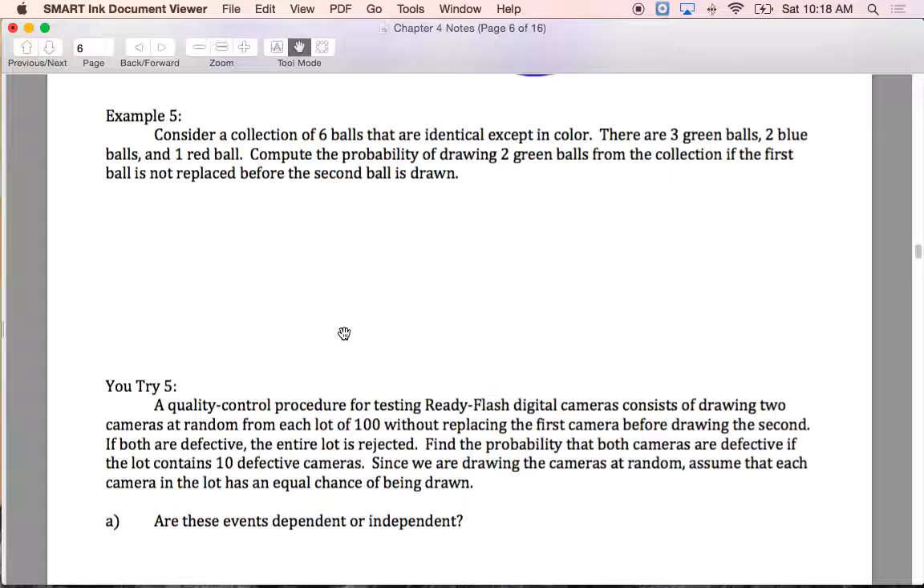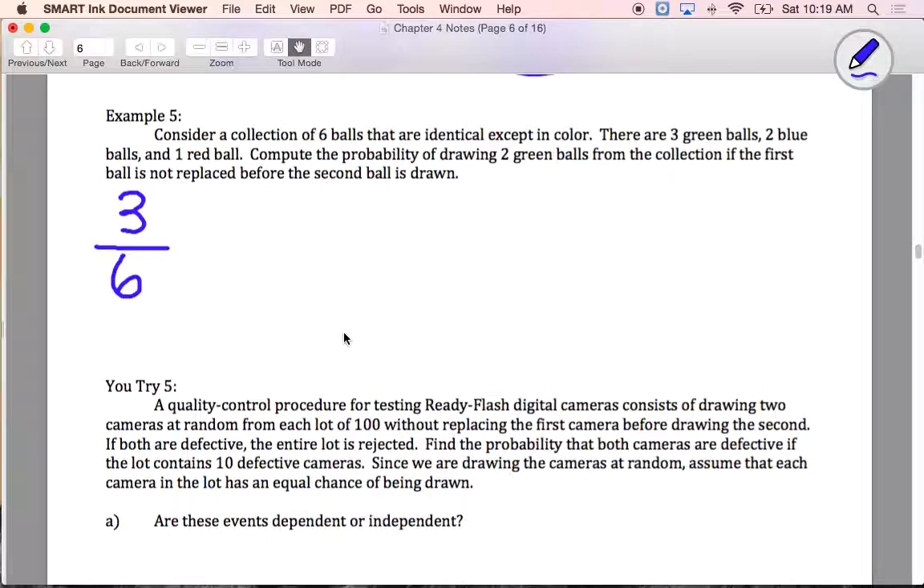Now if I look at example 5, we have a collection of 6 balls. They're identical except in color: 3 green, 2 blue, 1 red. They want the probability of drawing 2 green if the first ball is not replaced. So you have to think of what this means. If I'm drawing a green first, there are 3 greens out of, the total always goes on the bottom, 6 of those balls. So 3 out of 6.